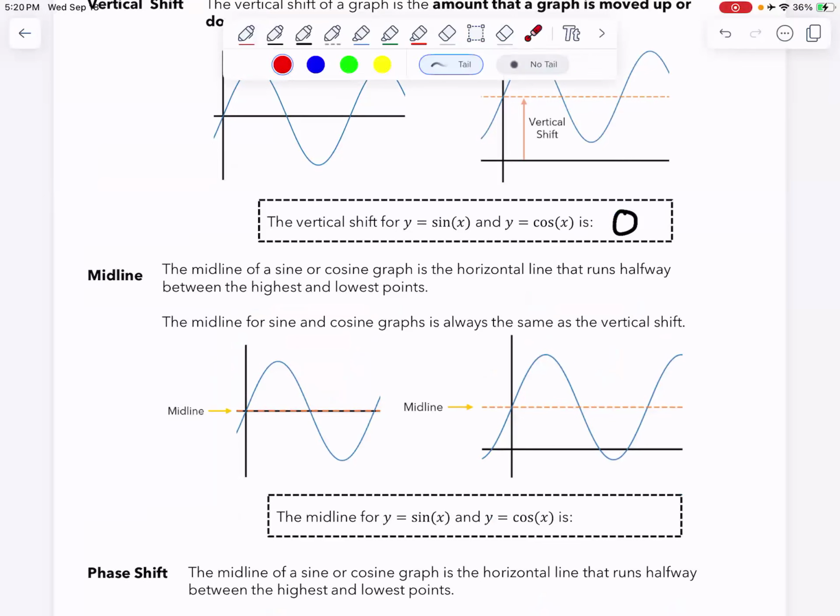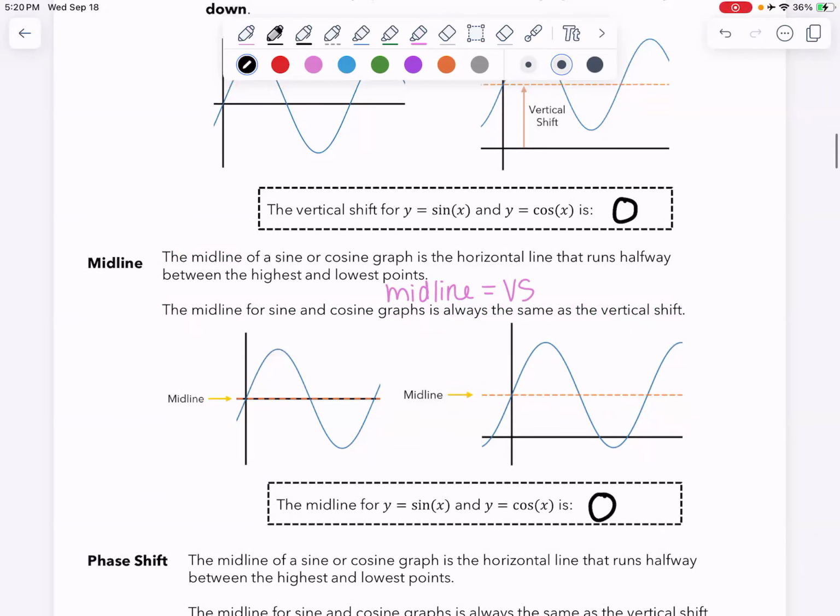The line that the function oscillates around, the one that goes directly down the middle, we call the midline. All right, so the midline is the same value as the vertical shift. And that's important, the midline and the vertical shift are always the same. Maybe I'll just write it here. Midline is equal to the vertical shift. So again, for sine and cosine, just the basic functions, it's 0.